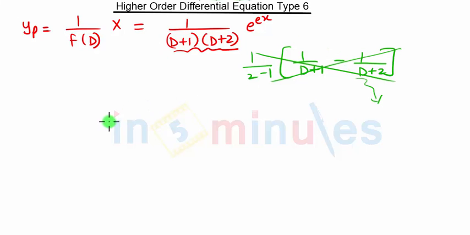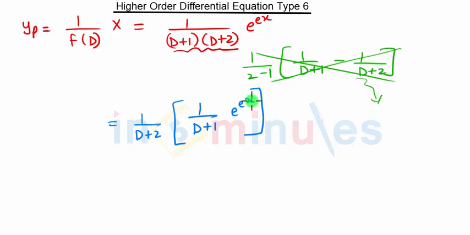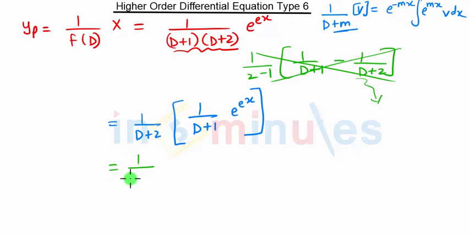So now in this case, we are going to solve the problem something like this. I am taking this D plus 2 outside and I am considering only this term, which is 1 upon D plus 1 into e raised to x. If you observe, this term is of type 6, which is equivalent to 1 upon D plus m into V, where V is some function of x. Then its solution is given by e raised to minus mx, integration of e raised to opposite of this, into V dx. So we are going to apply this formula for this term, and 1 upon D plus 2 will remain as it is.